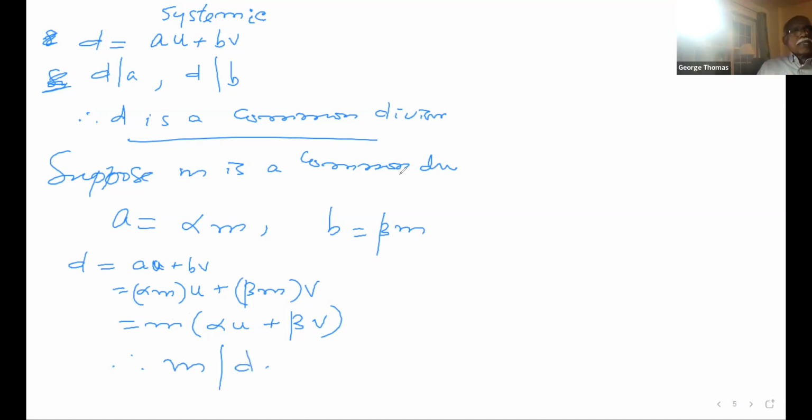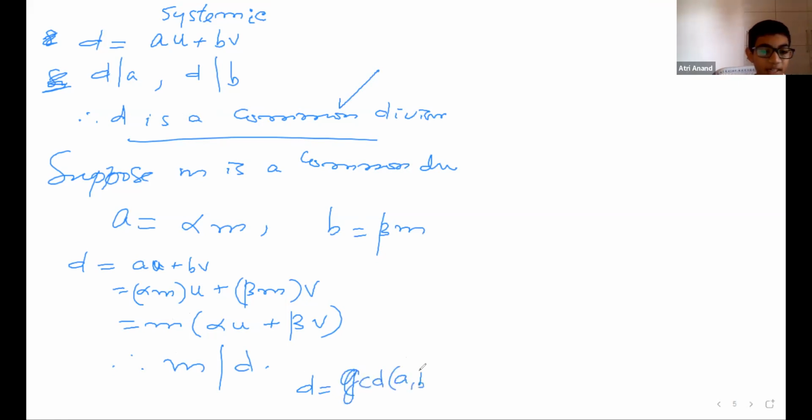Any common divisor divides another common divisor. That means that this is the greatest common divisor. D equals GCD, greatest common divisor. But isn't D the smallest element in that set? Yes, smallest element, yes. You might be the smallest person in your house by height, but you must be the smartest in your house. These are different things, different contexts. Are you with me?